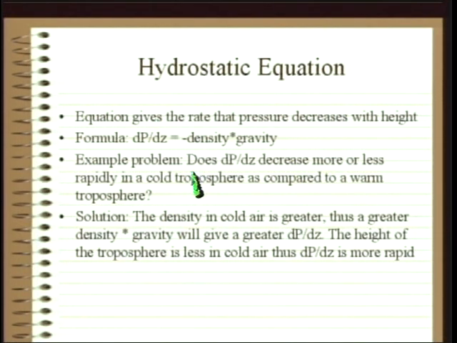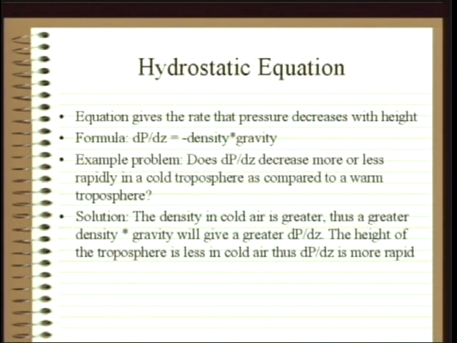Thus, when using this equation here, since the density is going to be greater in cold air, then the dP divided by dz is also going to be greater. The gravity is a constant. We can treat that as a constant. So the only variable that's really going to change is the density. So if this is more dense, then these two variables multiplied by each other is going to be a higher value when density is greater. So the dP divided by the dz is going to be greater in cold air.